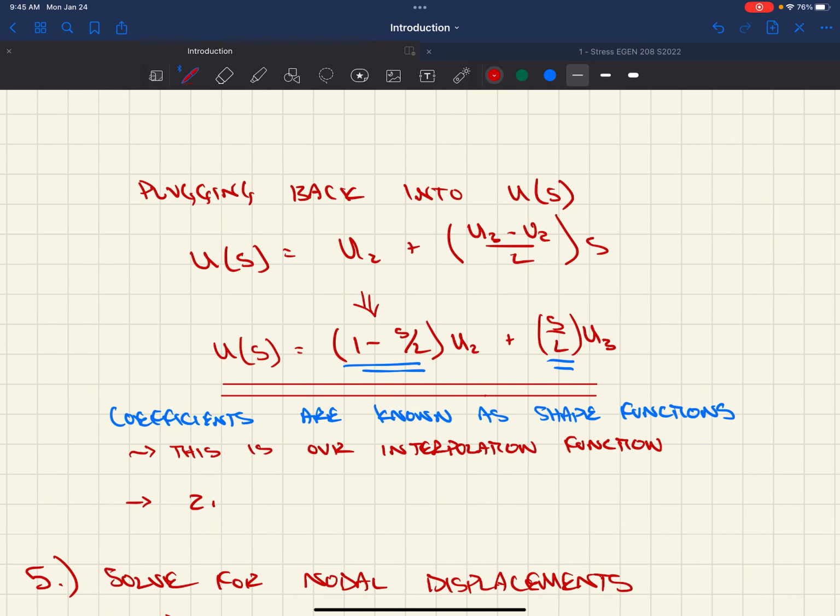All right, 2 degrees of freedom. We get 2 shape functions. All right, we get a shape function for every degree of freedom, because each degree of freedom is going to influence our field variable, what we're trying to figure out between nodes.